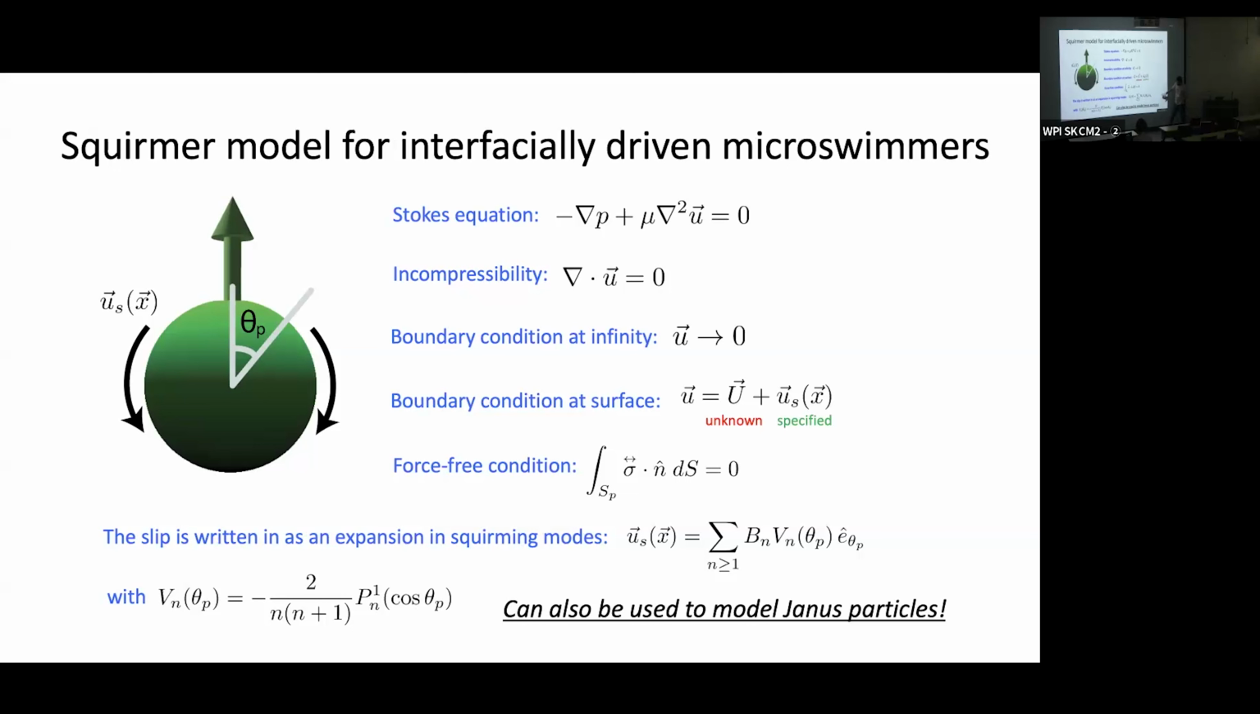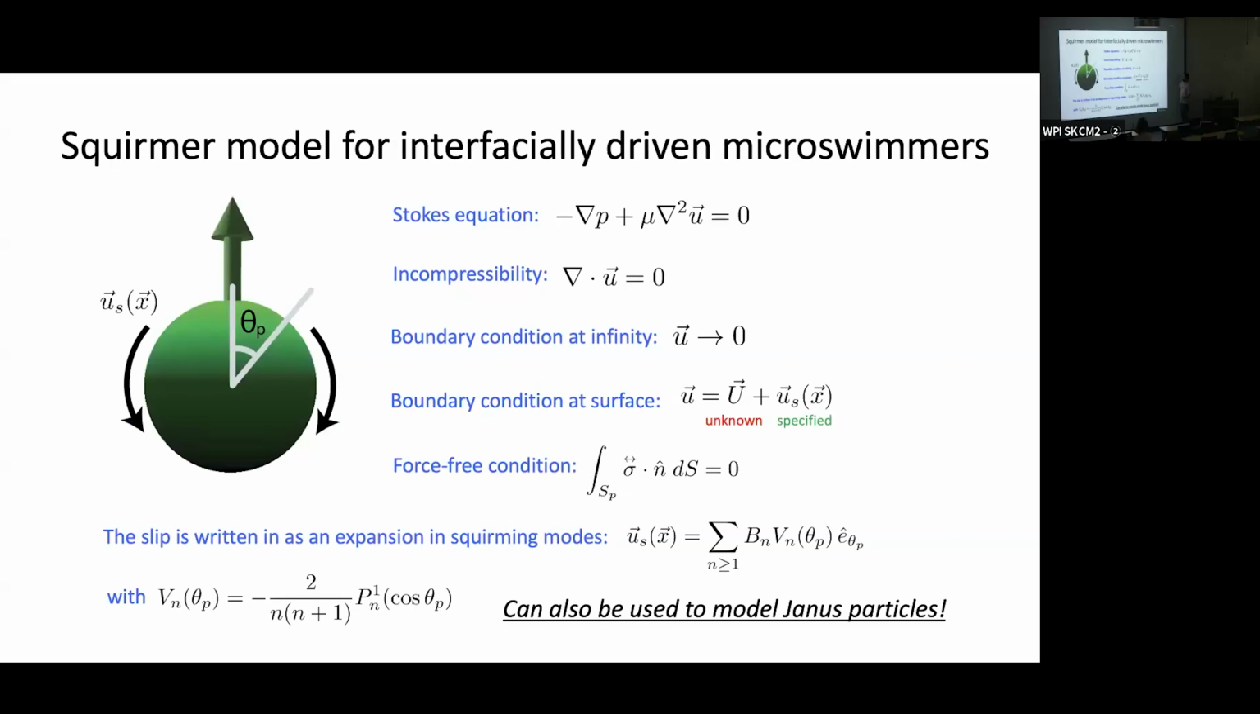Well, this can also be used to model Janus particles because we've coarse-grained away the cilia. We just have this steady interfacial pumping. So if you can obtain this function for your Janus particle by whatever propulsion mechanism you have, then you're set to go with the Squirmer model. All right, how are we going to solve this?